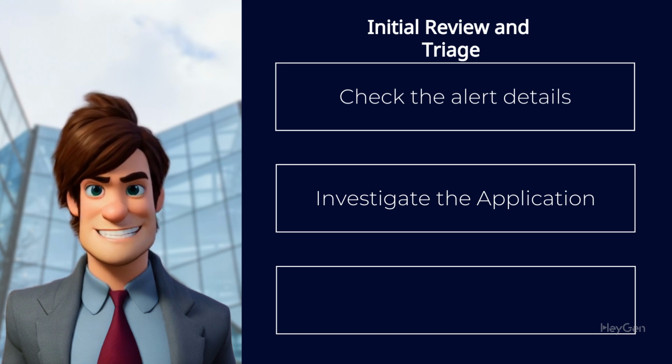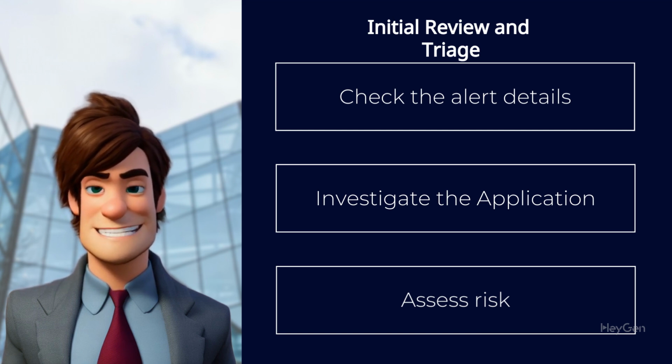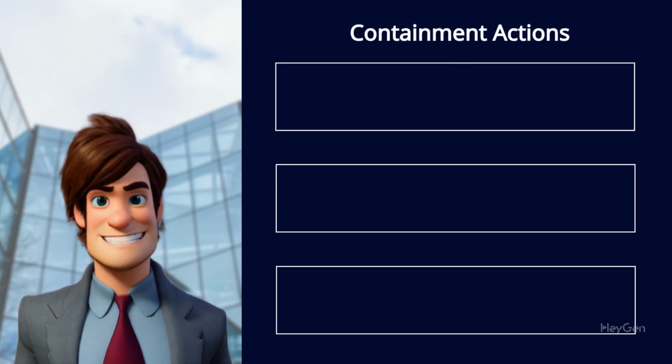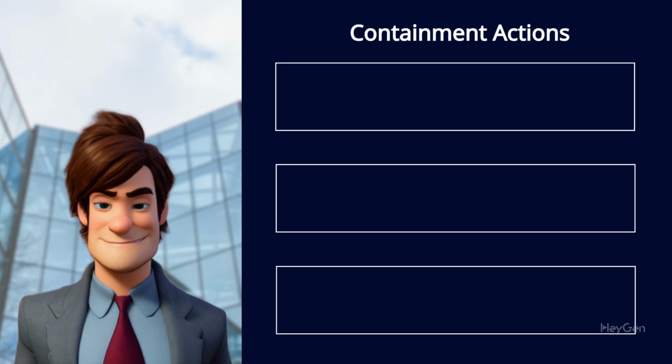Next, you will assess risk by asking the following questions. Does the app have high-level permissions, e.g., full access to user data, reading emails, managing directories? Is the publisher known or verified by Microsoft or another trusted third party? In Step 3 for containment actions, we will discuss blocking the app and investigating admin activities.